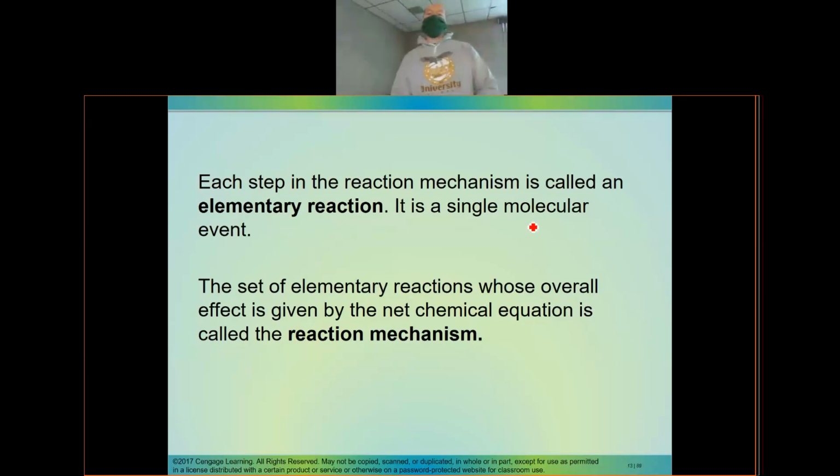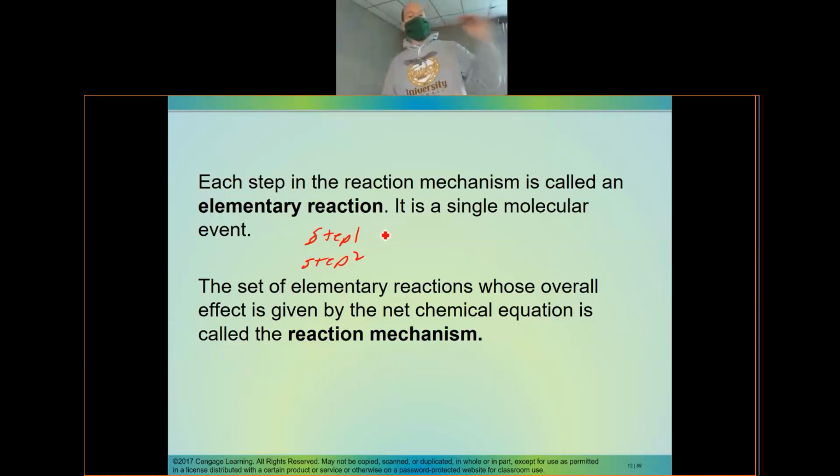Each step will be listed, say step 1, step 2. Each step in a reaction mechanism is called an elementary reaction. This mechanism has been determined experimentally, and your elementary reactions will use the coefficients.